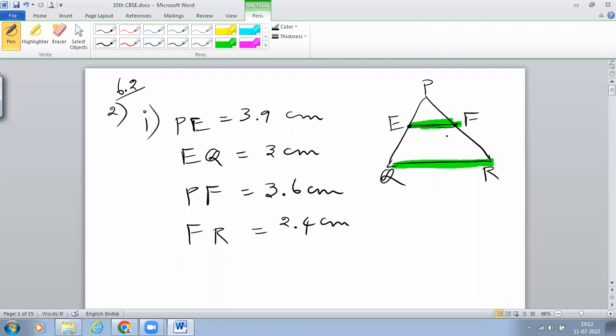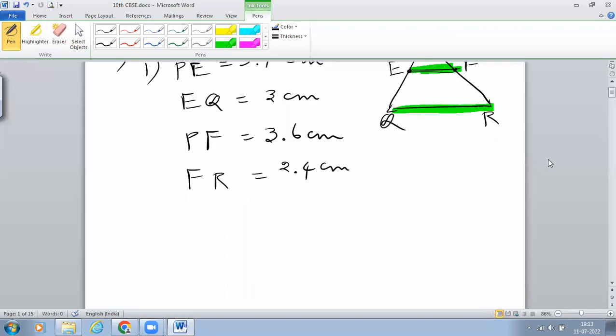But here they are asking us to check whether EF is parallel to QR. So now we have to use the converse of Thales theorem. What the converse of Thales theorem says is, if a line divides the 2 sides in the same ratio, then the line will be parallel to the third side of the triangle. If EF is dividing the 2 sides PQ and PR in the same ratio, which means if PE by EQ is equal to PF by FR.